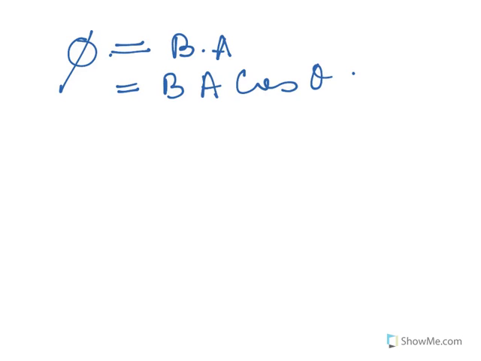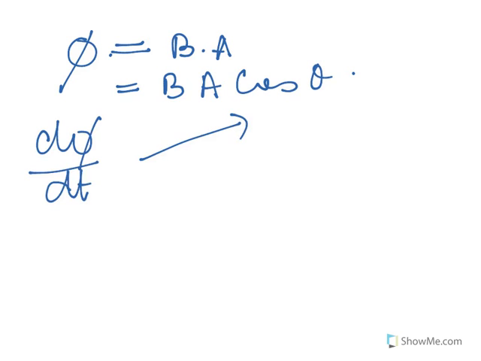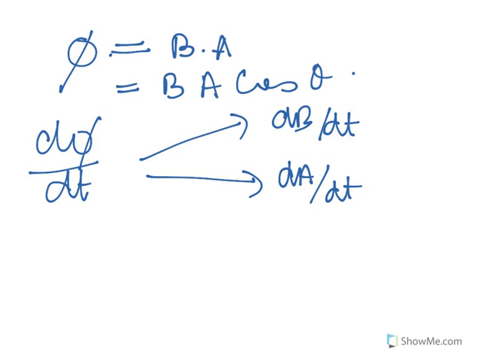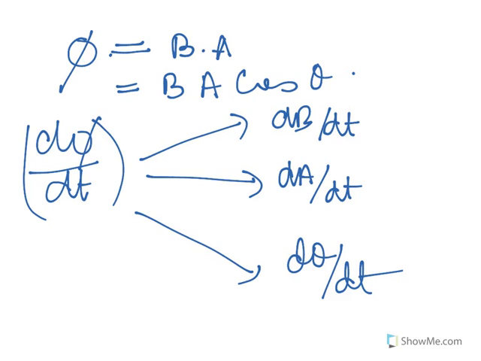Now what is flux? Flux can be written as B dot A, that is BA cos theta. So there can be d phi dt either due to change in magnetic field or change in area or change in theta. So change in flux can be brought about either by dB dt or dA dt or d theta dt.